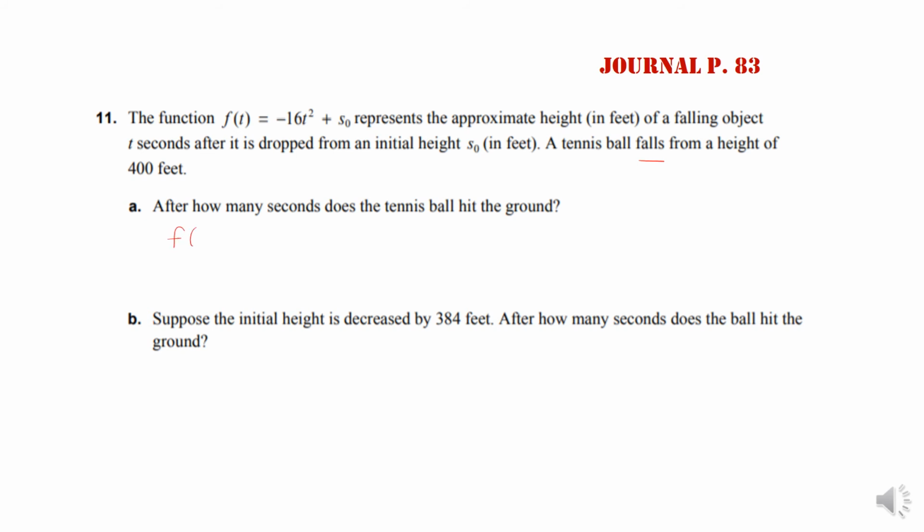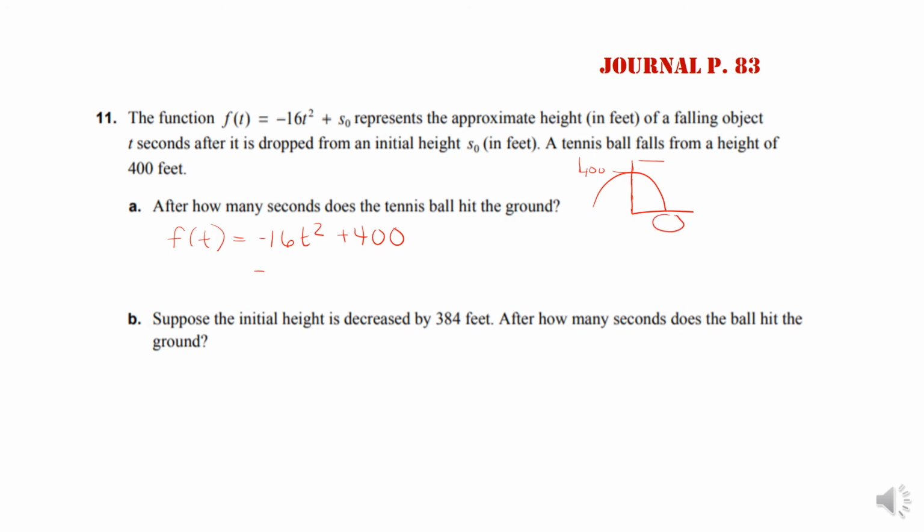So we're going to set up our equation. The f of t equals negative 16t squared plus 400. And they want to know when is it going to hit the ground. So starting at 400. Okay. And so this is the real part of our graph, right? And so we want to find out this answer.